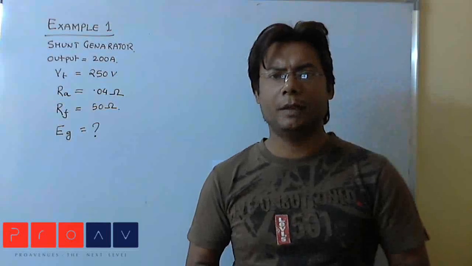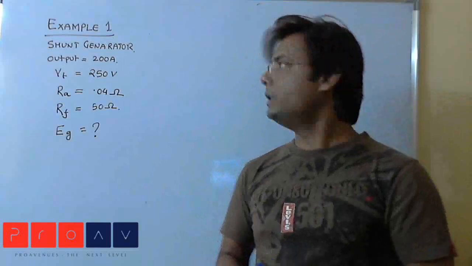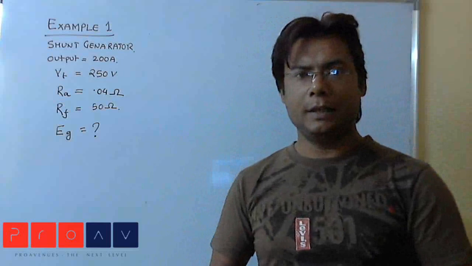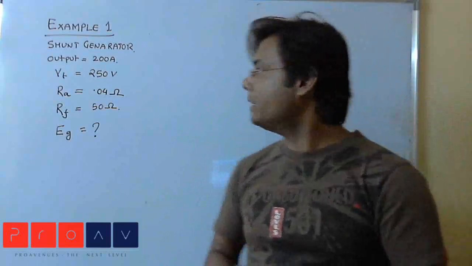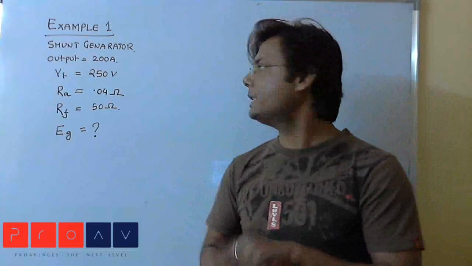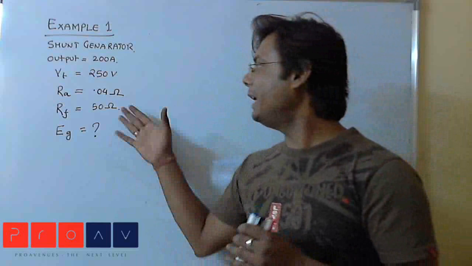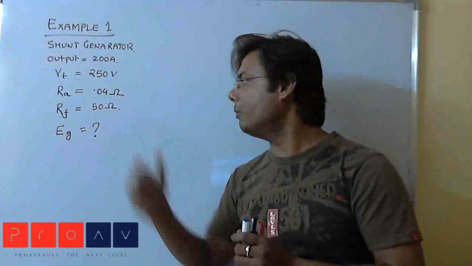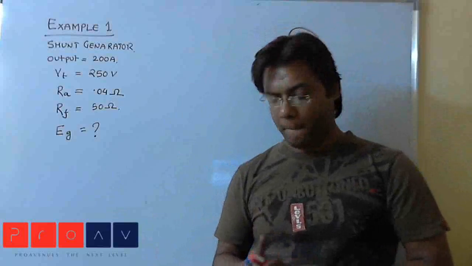We'll do some examples on DC generator now. This is example number 1: there is a shunt generator whose output is 200 amperes and the terminal voltage is 250 volts, with RA equal to 0.04 ohm and RF equal to 50 ohm. We have to find the generated EMF EG.